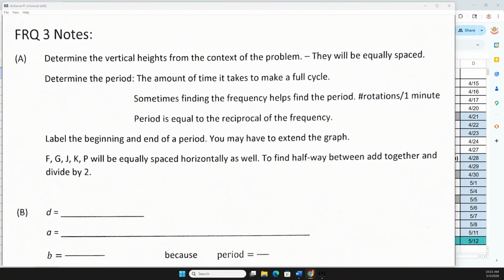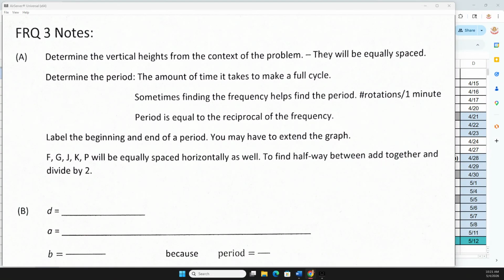All right, so FRQ3 is going to be the third FRQ, and the first one that's non-calculator. So you won't have any calculator for FRQ3, and it will always have a contextual situation. So just depending on, I don't know, what they make up that day. So one thing you'll have to remember is that you figure out the vertical heights based on the context of the problem. So they'll give you enough information to figure that out. And remember, the vertical heights are equally spaced.